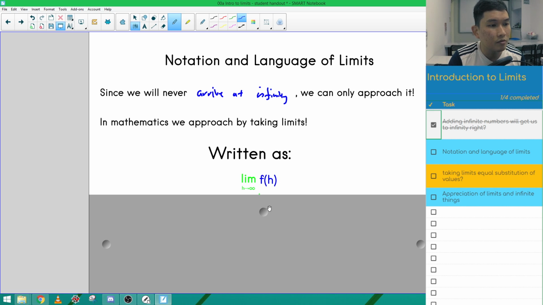Okay, so for example, just a quick one, say this function is just h plus 1, meaning that when h equals 1, I get 1 plus 1, h equals 2, I get 2 plus 1, h equals 3, I get 3 plus 1. And then I want to know what happens when I put h of infinity in. What would I get? This is what I mean by taking the limits of f of h.